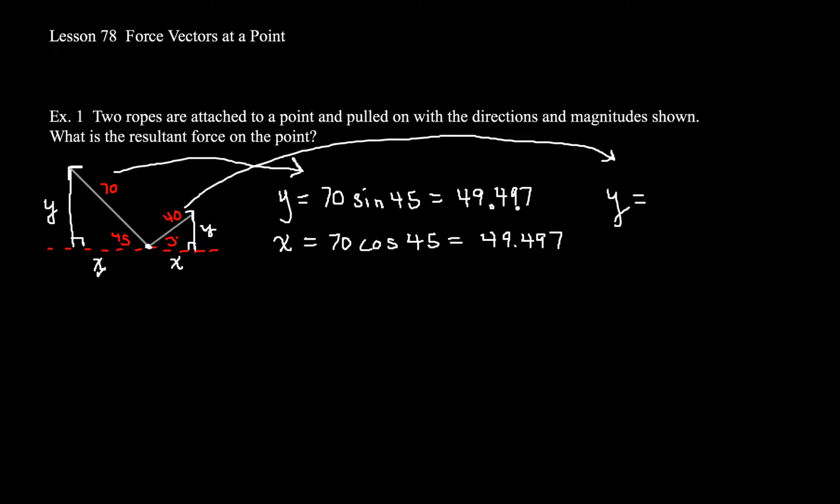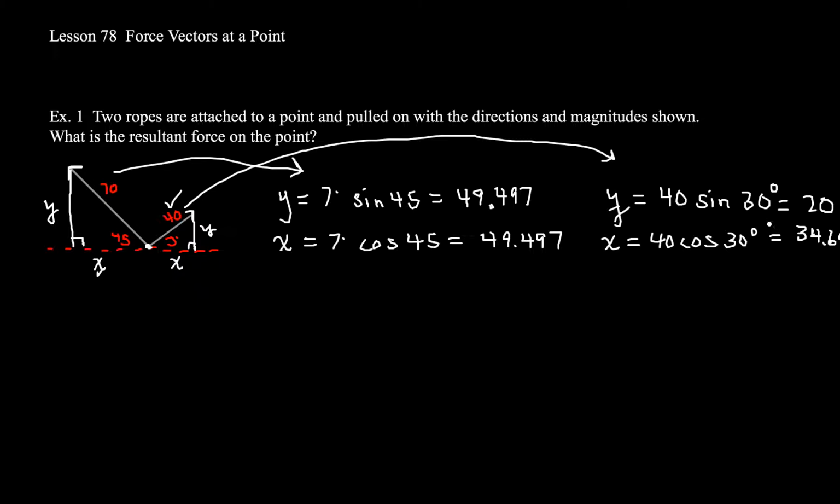Now we're going to do the same thing with triangle number 2. So we get y equals, this time the vector length is 40, so 40 sine of 30 degrees. And the other one would be x equals 40 cosine of 30 degrees. If we put that in the calculator, we're going to get 34.64 for y, and for x, we're going to get 20. Whoops, I did them backwards. Sorry about that. The sine of 30 should be 0.5, so y is going to be 20, and x is going to be 34.64. There we go.